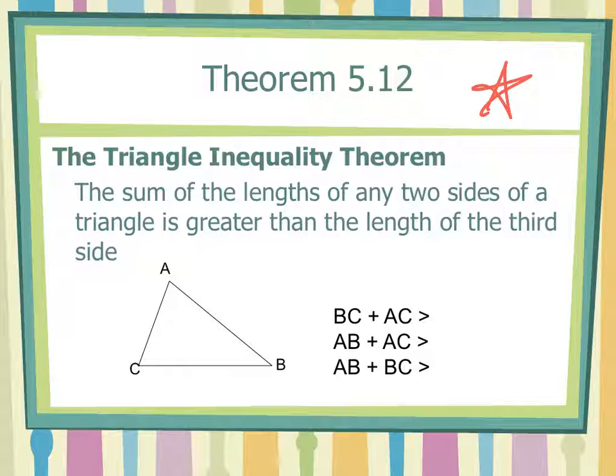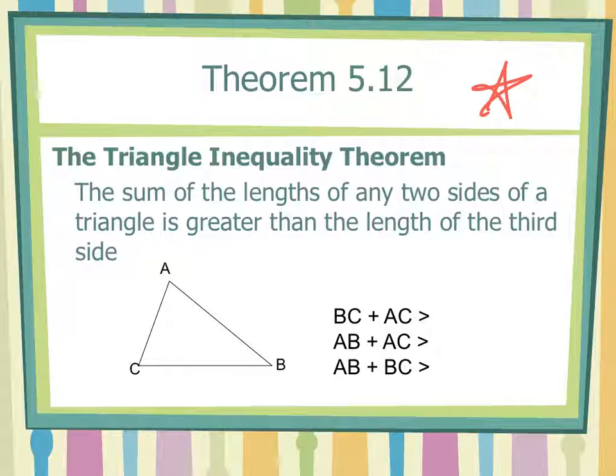It says the sum of the lengths of any 2 sides of a triangle is greater than the length of the third. So check it out. Look back here at the rulers. If I line them up with the yardstick, they are not greater than the yardstick here.